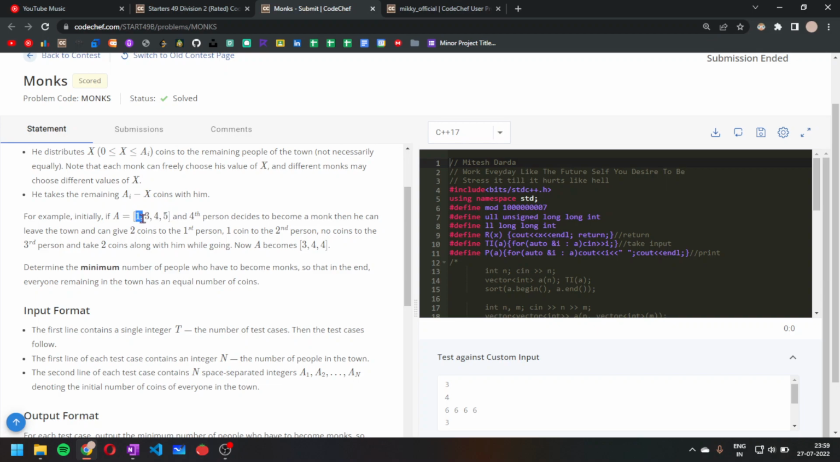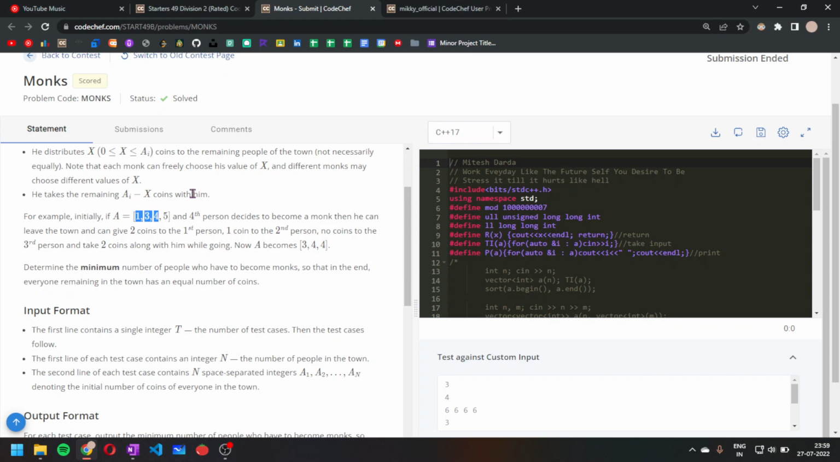So let's say the first person has 1 coin and the last person has 5 coins. And a person who decides to become a monk is going to leave the town. So let's say the last person decides to become a monk, so he's going to leave the town, and the first three persons are going to be in the town. Now, what that last person who is leaving the town can do is he can give his coins to all of the people who are left in the town. A monk does not require coins, that's why he can distribute his coins among these people.